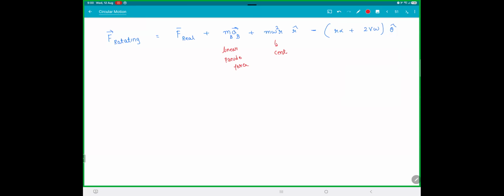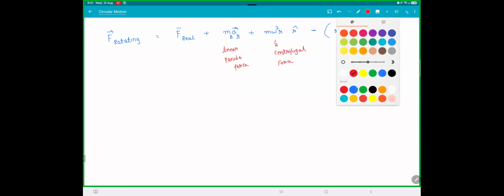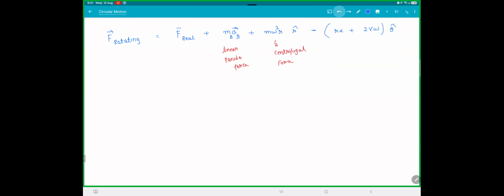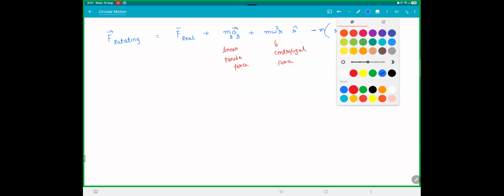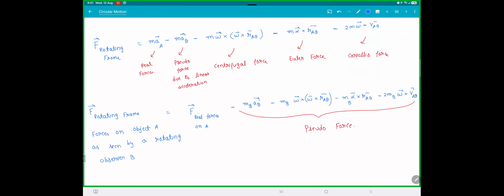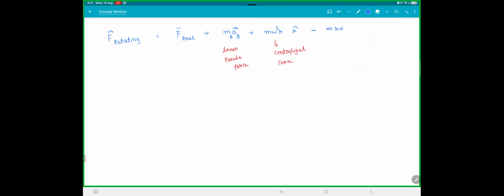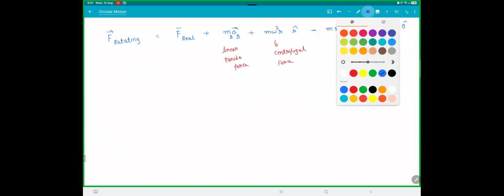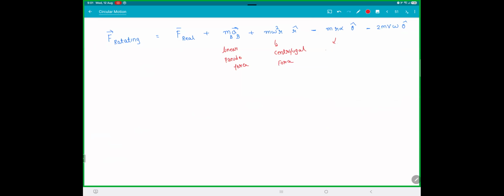Don't get confused using all these terms. You don't need all this. Let me explain to you. This is a centrifugal force. And there is a mass also here. This is your Euler's force. This is the tangential acceleration, and this guy would be your Coriolis force. So we are mostly interested in the Coriolis force and the centrifugal force.